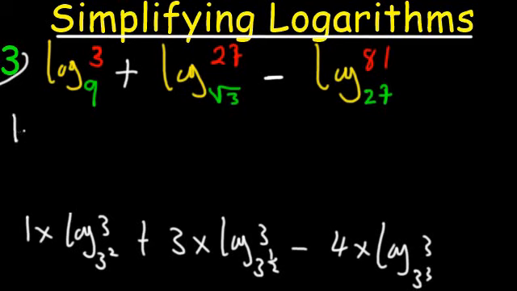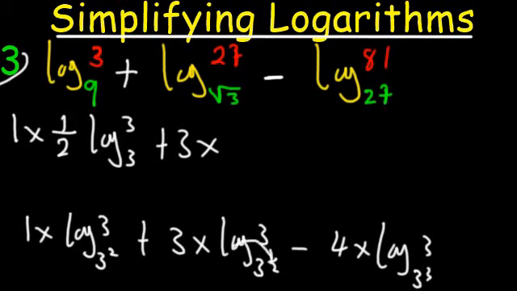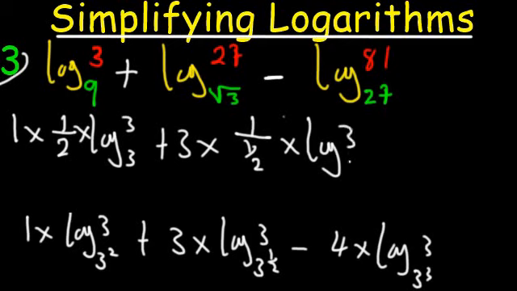So we're going to have 1 times, when this is coming to the front, it's going to become 1 over 2 and not 2, 1 over 2 because it's an index of the base. So log of 3 to the base of 3, plus 3 times, when this half comes to the front, it's going to become 1 over 1 half. So times 1 over half, multiplied by log of 3 to the base of 3, and minus 4 times, when this is coming to the front, it becomes 1 over 3, multiplied by log of 3 to the base of 3.